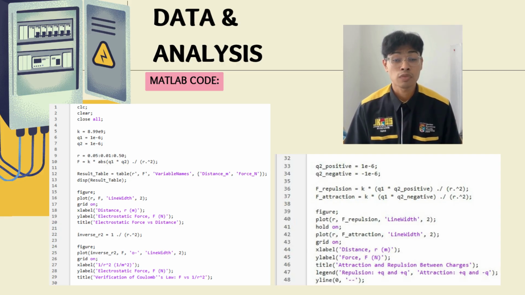Next, lines 24 to 29 are the graph for force versus 1 over r squared, which is used to prove Coulomb's law. Next are lines 33 to 37, which are used to test and calculate the repulsion and attraction between the two charges. And finally, lines 39 to 48 are the final graph to simulate the attraction and also the repulsion of the charges that we obtained in the previous lines.